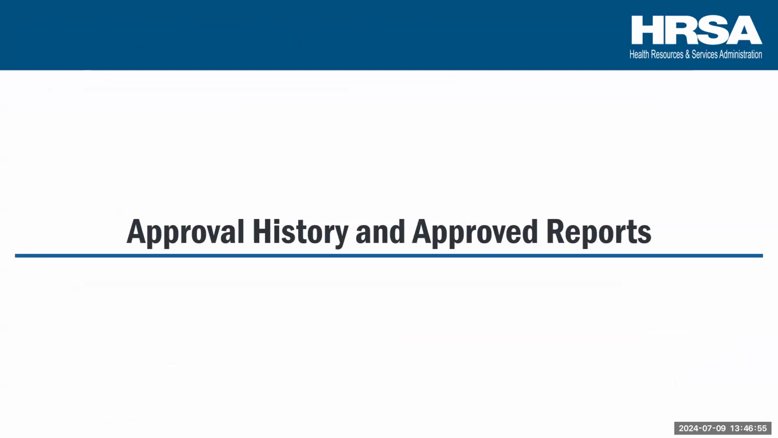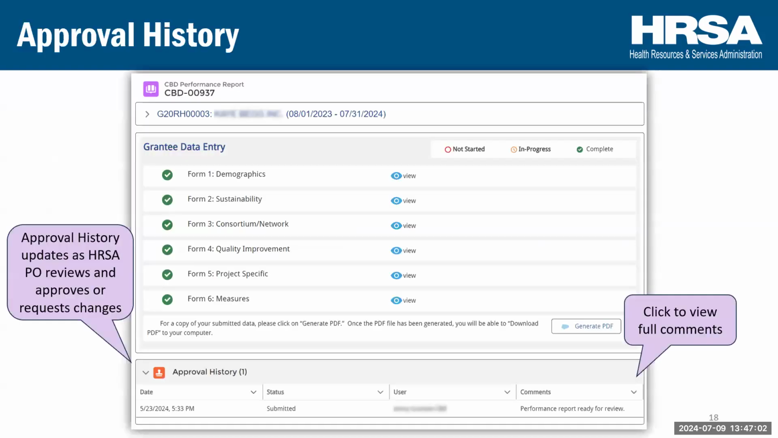Okay, so now let's take a look at how to check on the approval status of your report. After submitting your report, you can track the progress through the approval history section. As the HRSA PO makes their decisions, you will see if they approved your report or if changes were requested down here at the bottom under approval history. You can also see any comments that they added to the report while it was being submitted, approved, or changed.